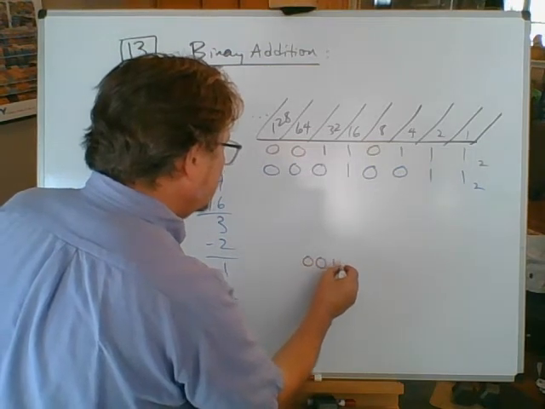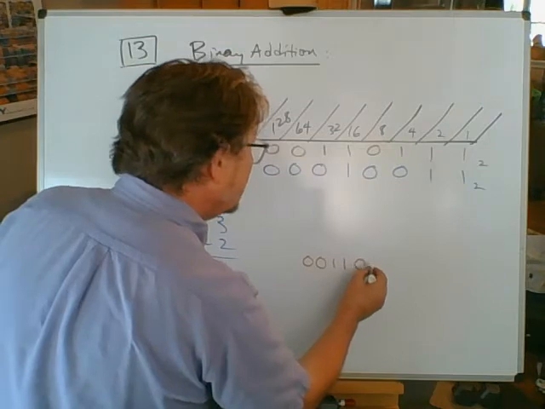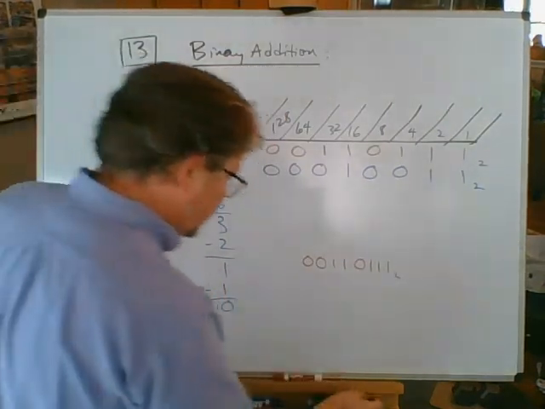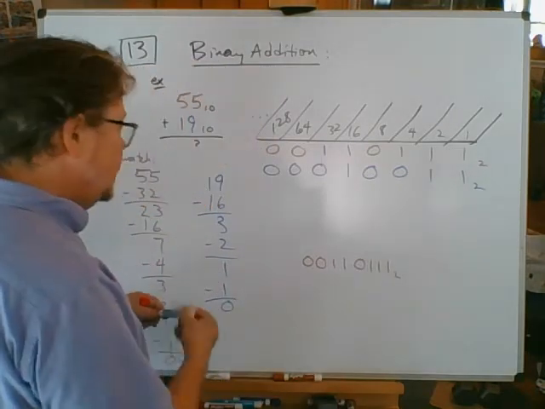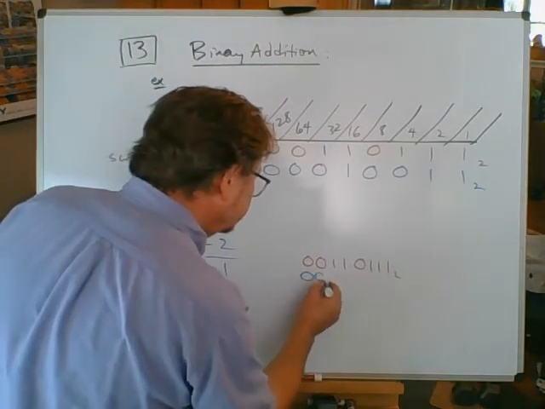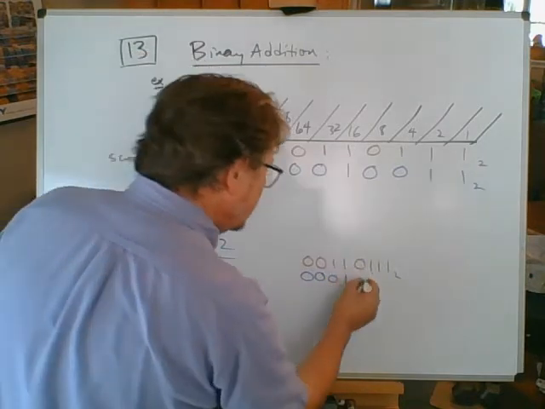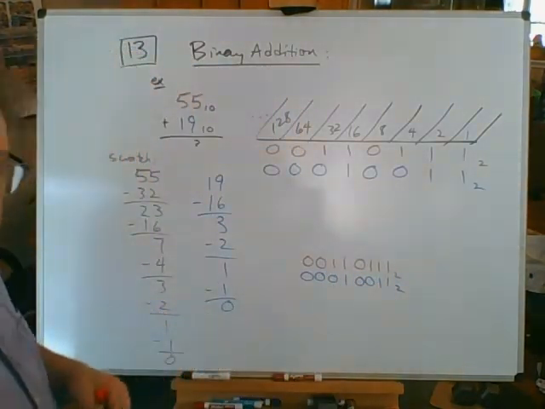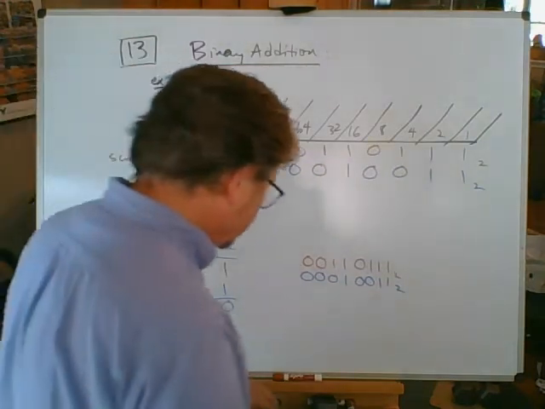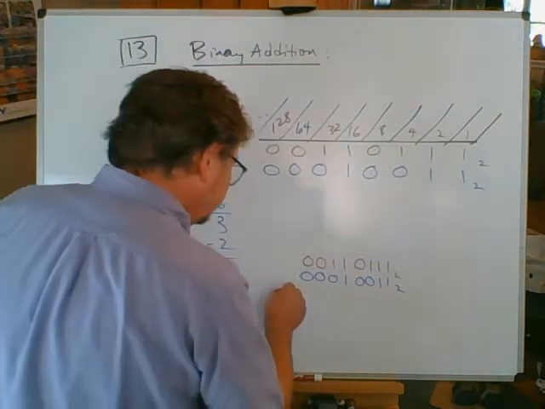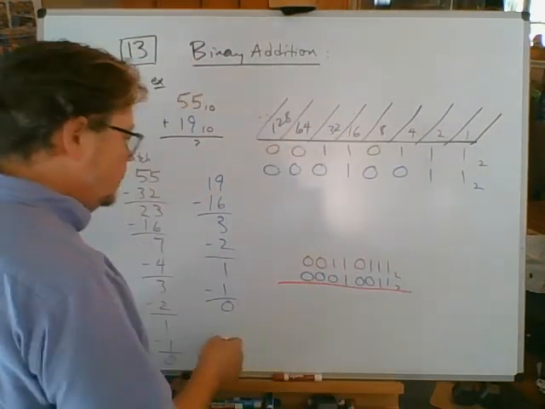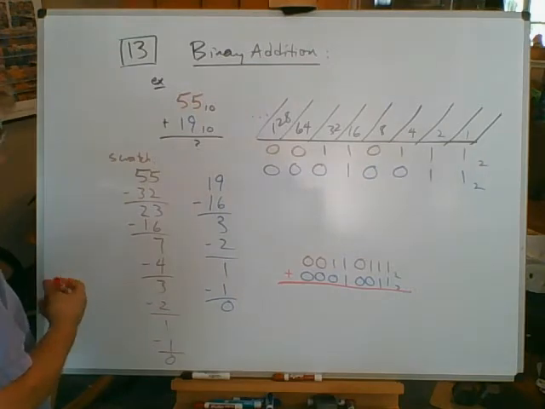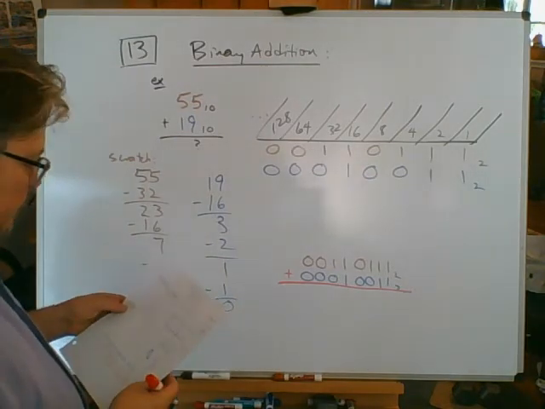0, 0, 1, 1, 0, 1, 1, 1, base 2. That was our 55. The blue is 0, 0, 0, 1, 0, 0, 1, 1, base 2. Then the math stuff, stressful, alarming, and red: add those up, plus, and draw a bar underneath it, because I need to add those up to find out what the sum is.